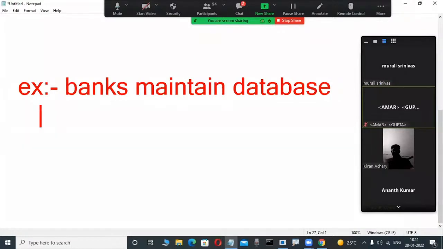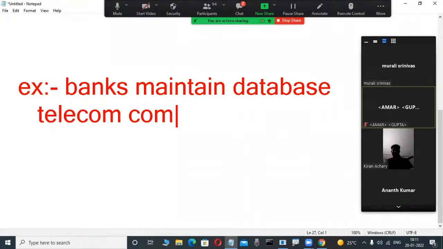Suppose telecom companies, so many examples are there, just roughly for easy understanding. Telecom companies maintain databases. Suppose you make a call to your friend or anything. Those call details will be stored in a database.